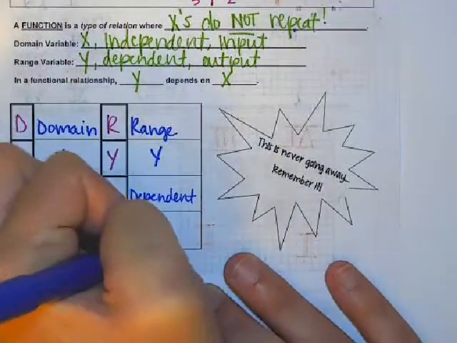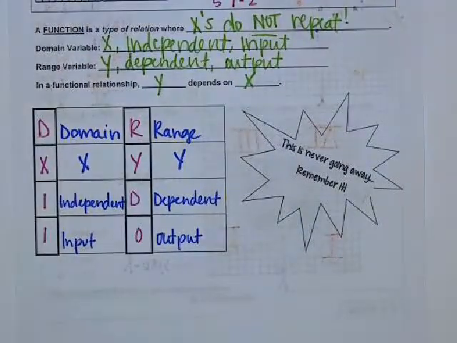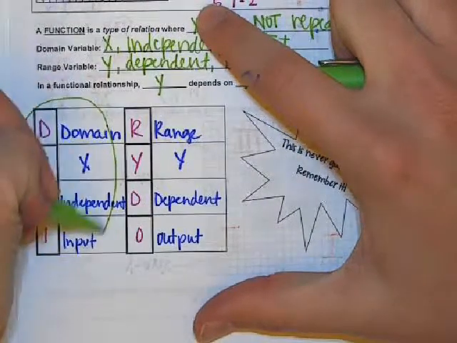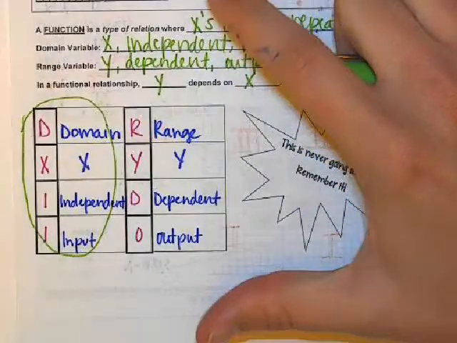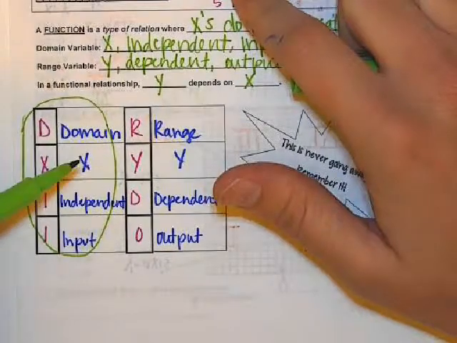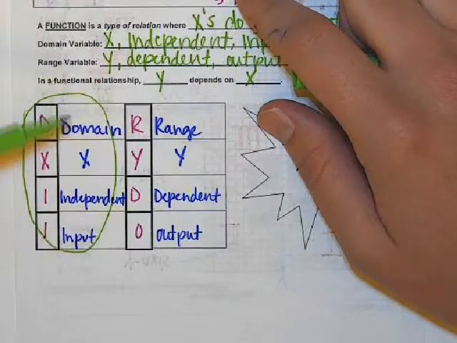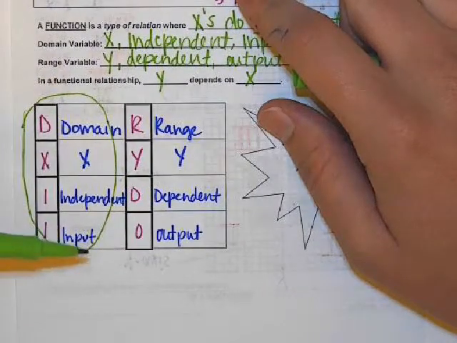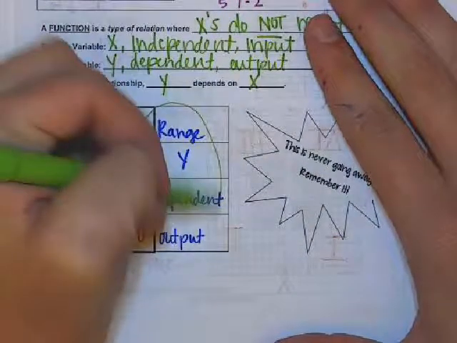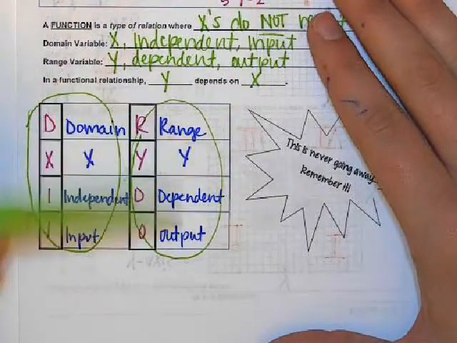Okay, so then you're probably thinking, why do you have it written like this? All of these words, those all mean the same thing. They all mean x. Domain means x. Independent means x. Input means x. All of this side means x. So what do you think about the other side? All of these mean y. Dependent means y. Output means y.